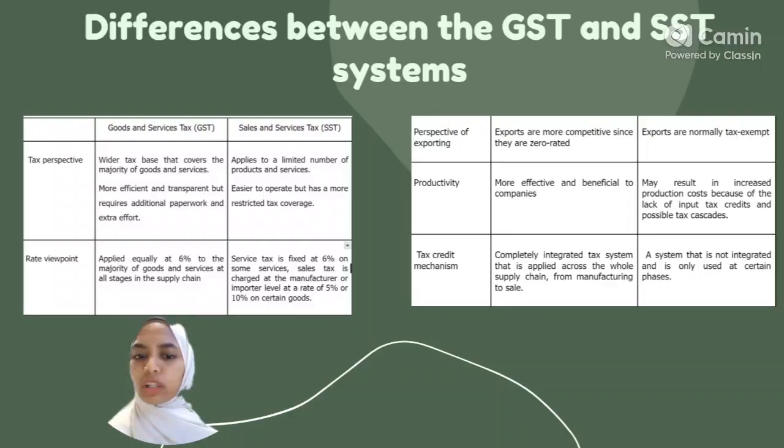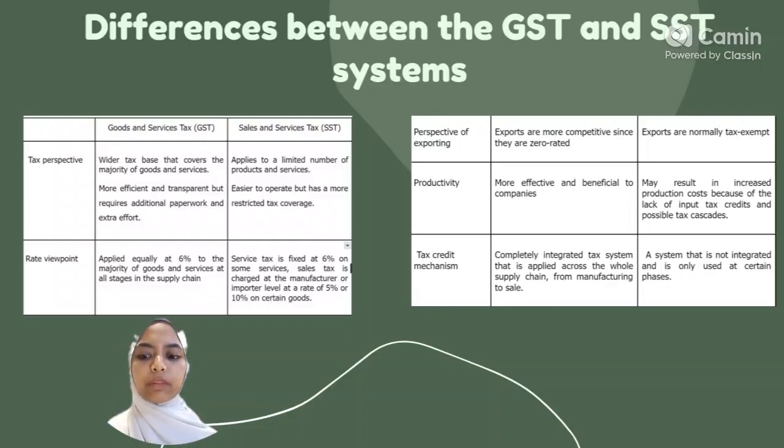And for the productivity perspective, GST is more effective and beneficial compared to SST because the GST input tax credit scheme reduces operating costs while promoting investment and improving cash flow. SST may result in increased production costs because of the lack of input tax credit and possible tax cascade. This could reduce efficiency and lower competitiveness, particularly in supply chains with several stages. Therefore, SST might prevent increased production while GST promotes it.